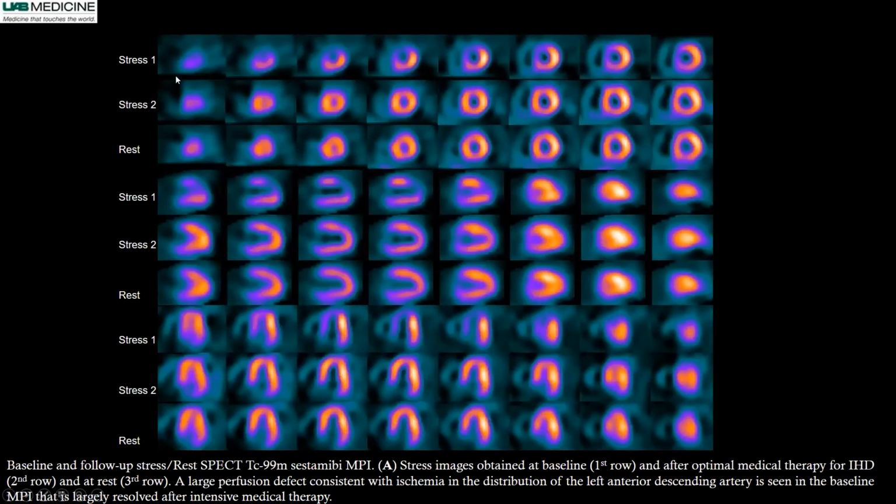So what we have is the baseline stress scan at the top, and this is the stress scan after his intensive medical therapy, almost a year later or 8 months later. So you can see there was a big defect in the LAD territory of the myocardium, which after medical treatment significantly improved, almost nearly gone.